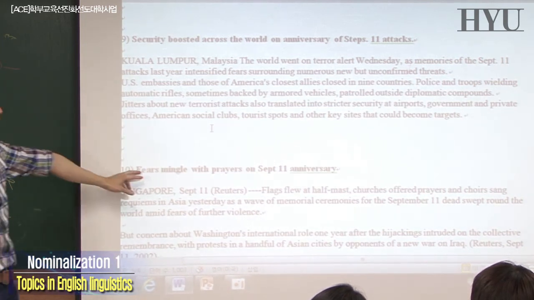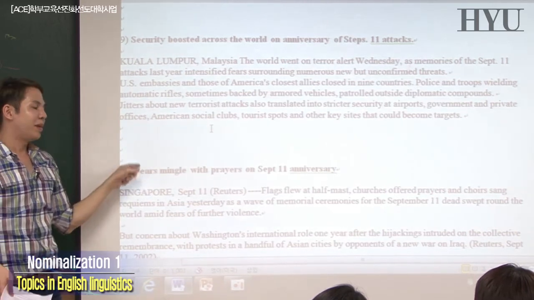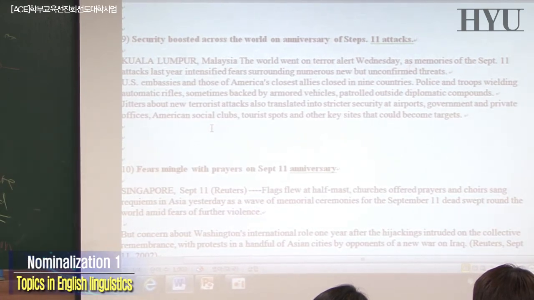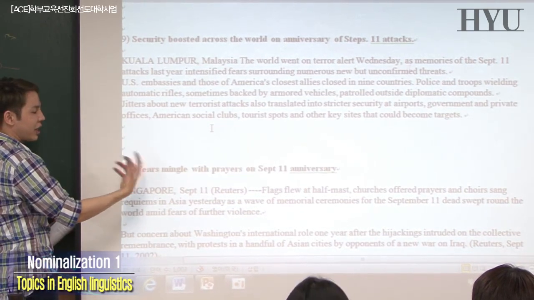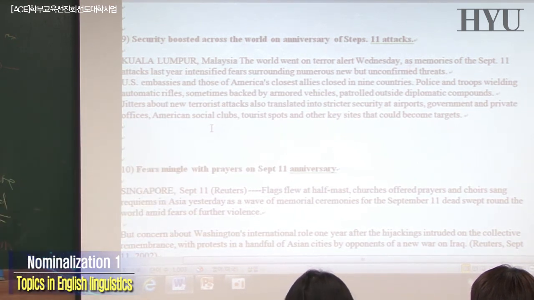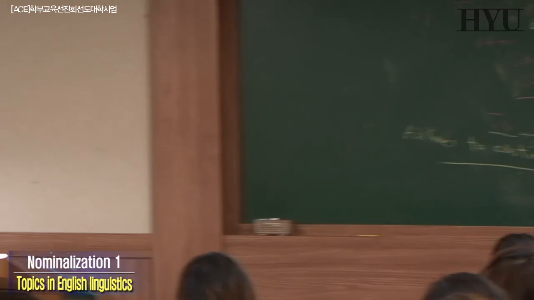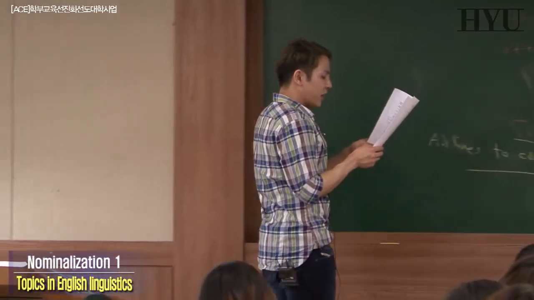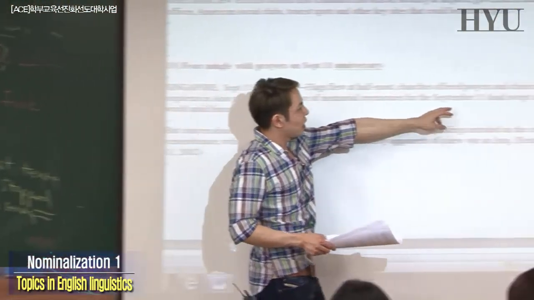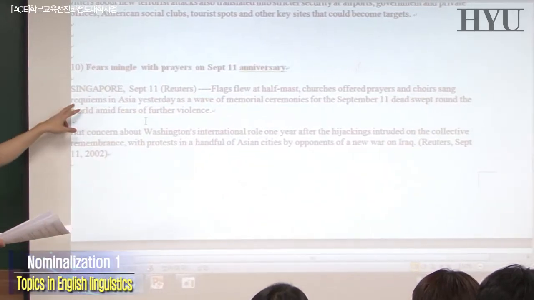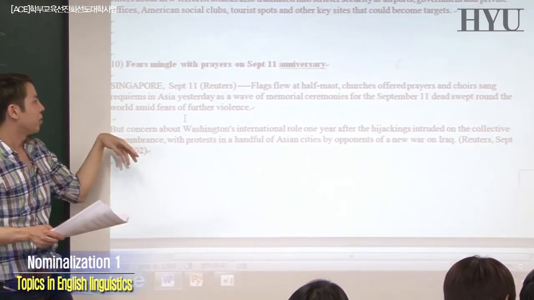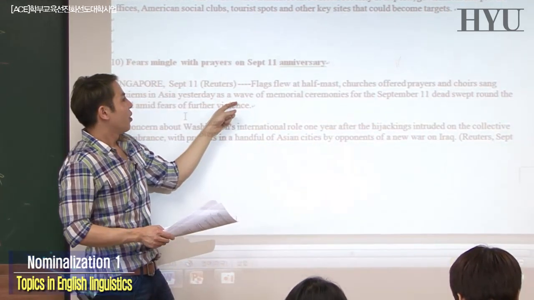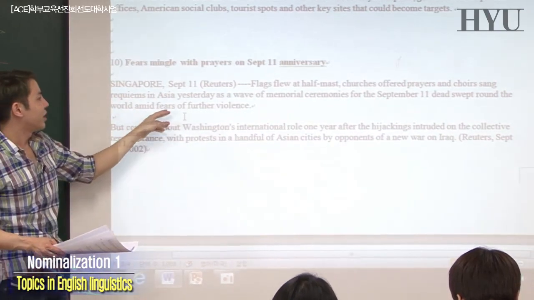And number 10, fears mingle with prayers. Fears, like, this is a behavioral process. Mingle is to combine, to mix with, and so on. So fear is like a living thing that can combine with prayers, okay? Churches offer prayers and choir. This is pronounced choir, right? Not chore. Choir sang requiems. Requiems are like sad songs for dead people, as a wave of memorial ceremonies for September 11 swept around the world amid fears of further violence.